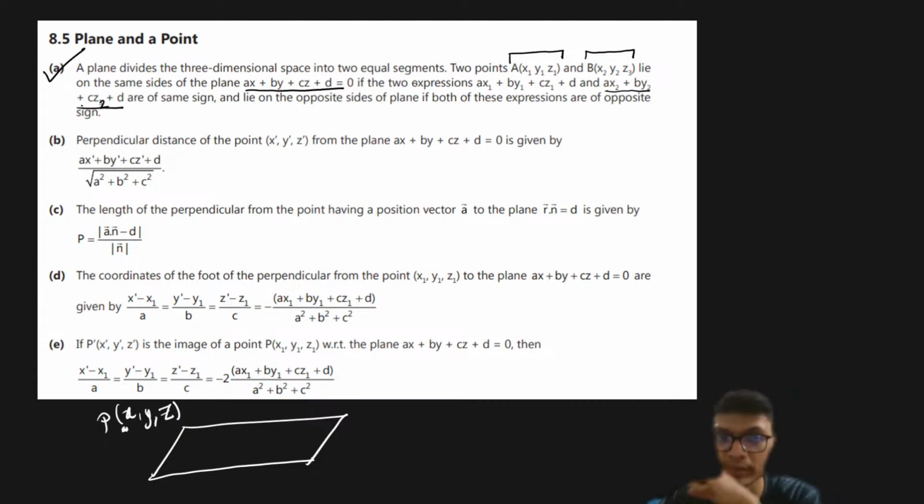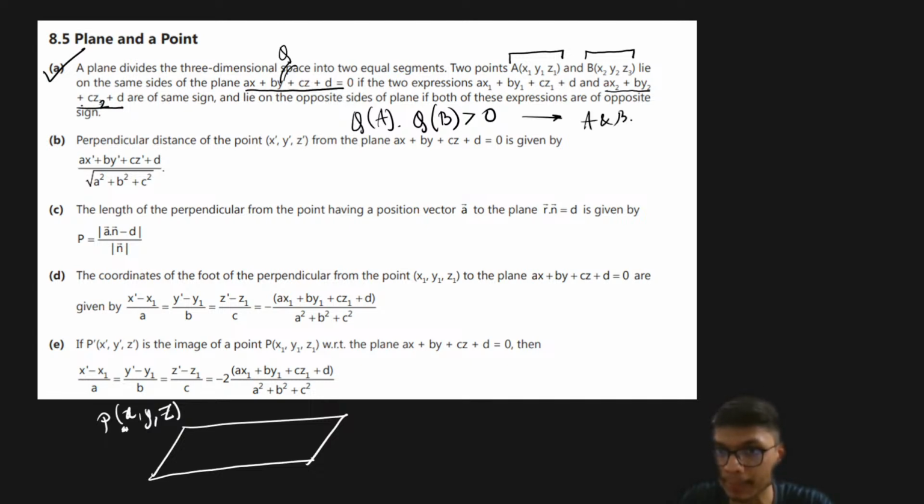So I'm calling this particular equation of the plane by some expression Q. If I put Q of point A and multiply it with Q of point B, and I'm getting this as positive, then both A and B will lie on the same side of the plane. And if I'm putting the values of point A and point B into the equation of the plane, and taking the product, and that product is negative, then we say that the points lie on the opposite side of the plane.